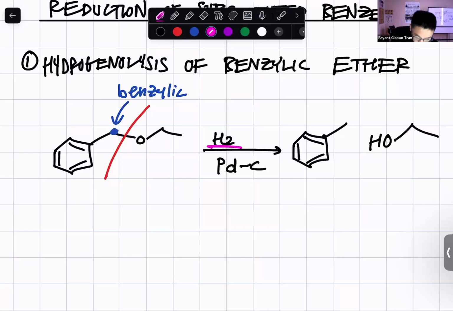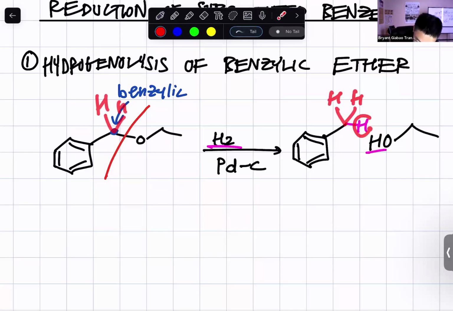Two here, two added there and here, right? One H, one. The benzylic carbon had 2 hydrogens, but now it has 3 hydrogens. It gained 1 hydrogen from the H2, and then the other hydrogen from the H2 went onto the oxygen, like that.